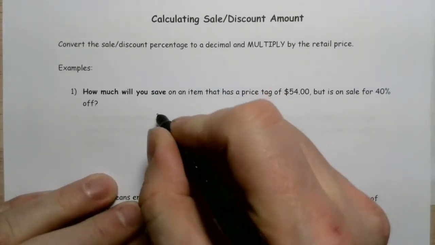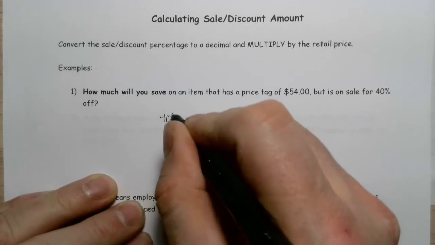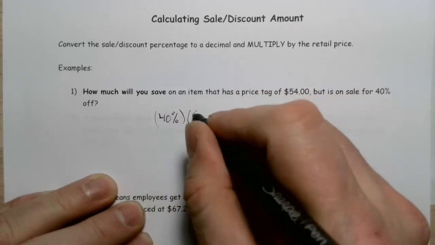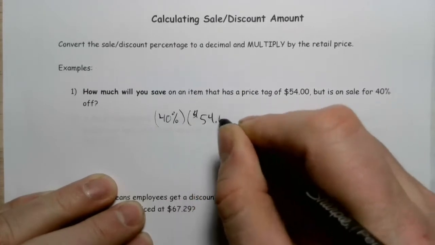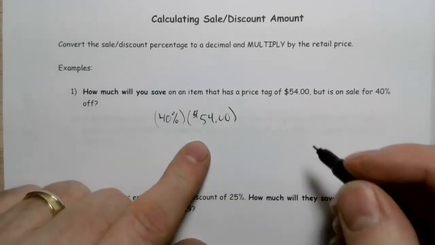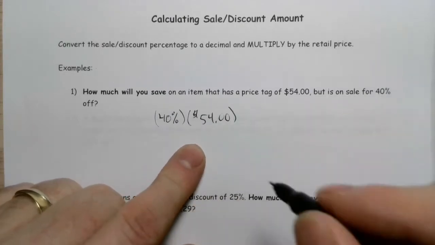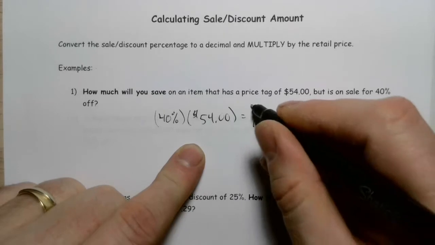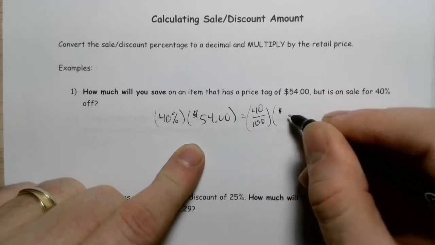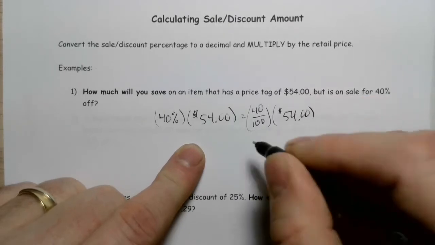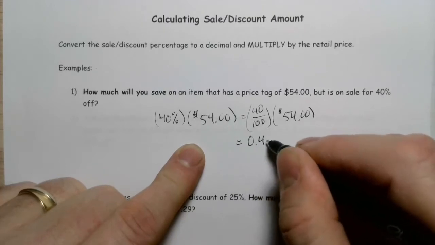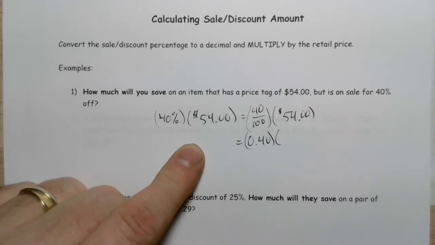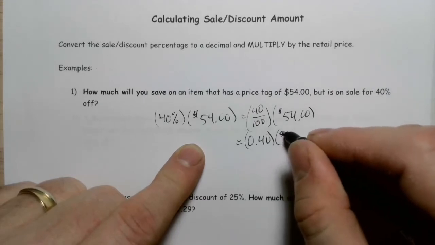So the way we do that is we take this 40%, and remember, "of" in this kind of mathematics typically means multiplication, so 40% of. Then we replace the 40% with 40 over 100, because that's what 40% means. And that's going to be 0.40 when you divide, because dividing by 100 really just moves the decimal place two spots over.